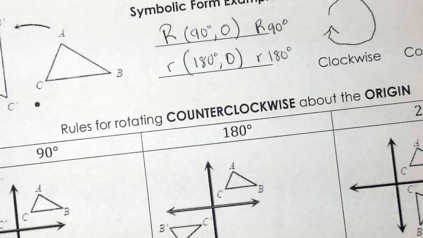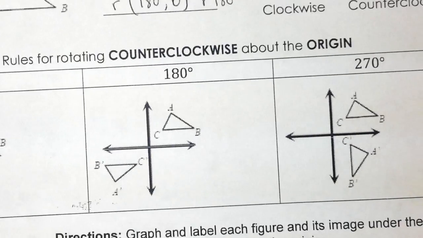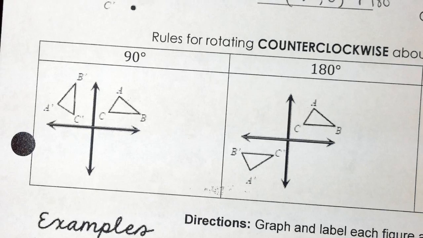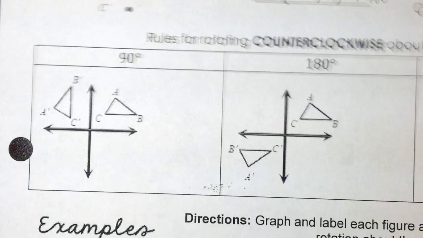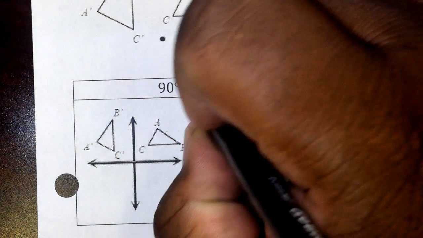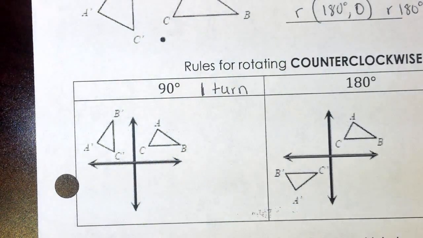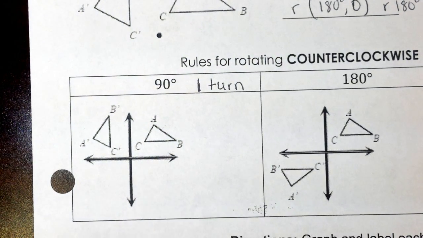Down here, just showing you the three rotations in the picture. Rules for rotating counterclockwise about the origin. So they show you the pre-image ABC on the first one, and they show you what a 90 degree rotation looks like. It spins into the next quadrant. Counterclockwise, it moves to the left. 90 degrees, we need to write this up here too, is one turn. You'll know what that means when I show you in a second. 90 degrees is one turn.